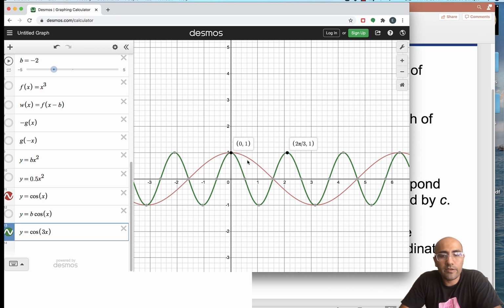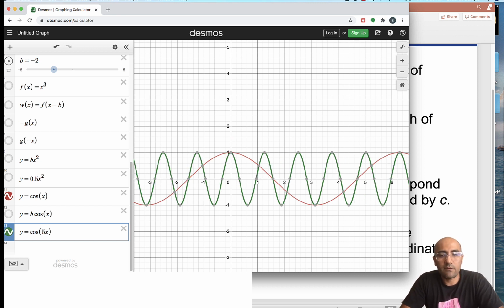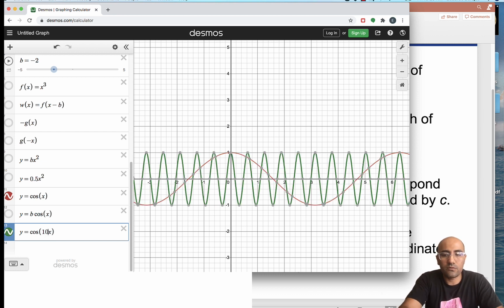So I've made the period go faster by a factor of 3, which means that I can squeeze in 3 complete periods of cosine in the same space where I normally would have only fit one period. I've made it go faster and faster. The bigger this number is, the faster it'll oscillate. So now I'm squeezing in 5 complete periods of cosine in the space where I normally squeezed in 1, or even faster, I can do 10 of them.